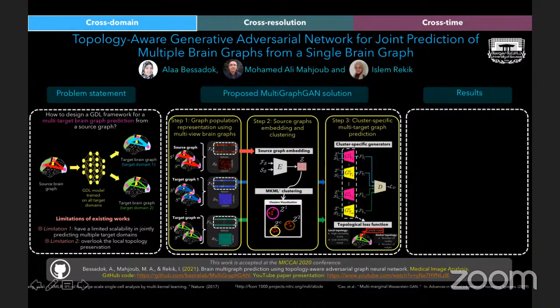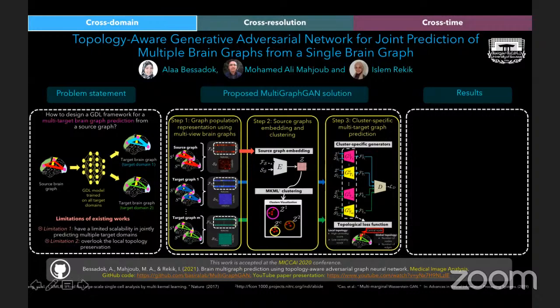So we do what we call cluster-based learning, which means we disentangle the distributions in the source domain, and then we map every single source graph into its target domain. So from the morphological network in cluster 1, we predict multiple networks in the following cluster. So this is the basic idea, but there are lots of layers, guys, and there is lots of math, so I'm just covering the basics.